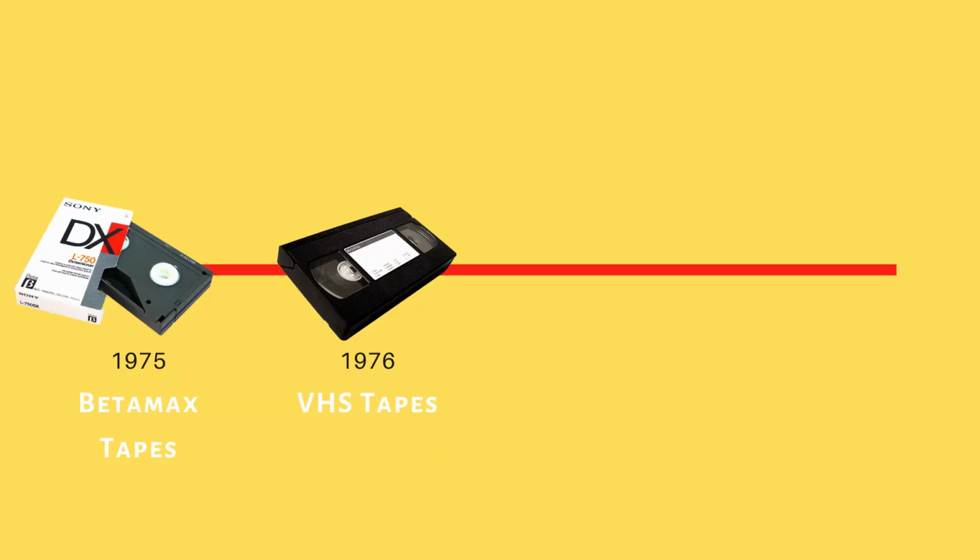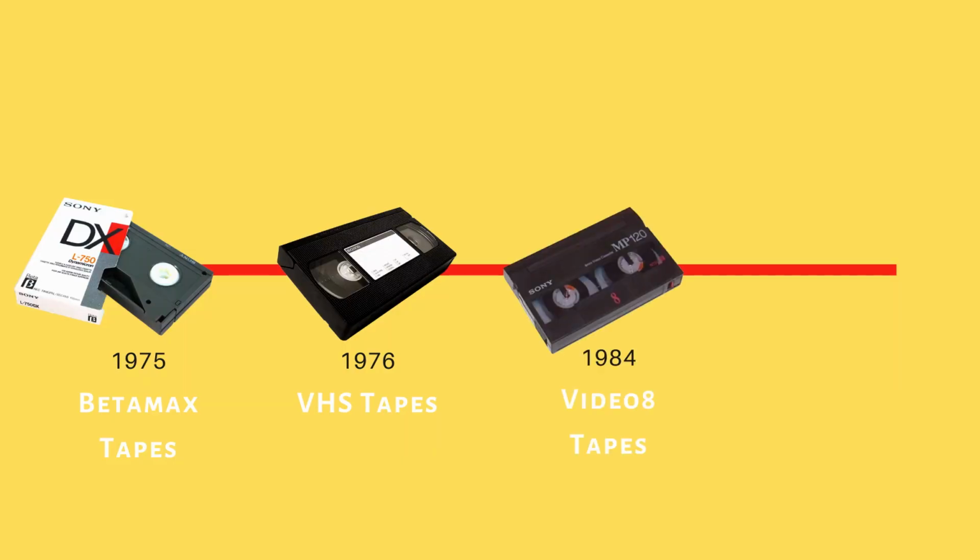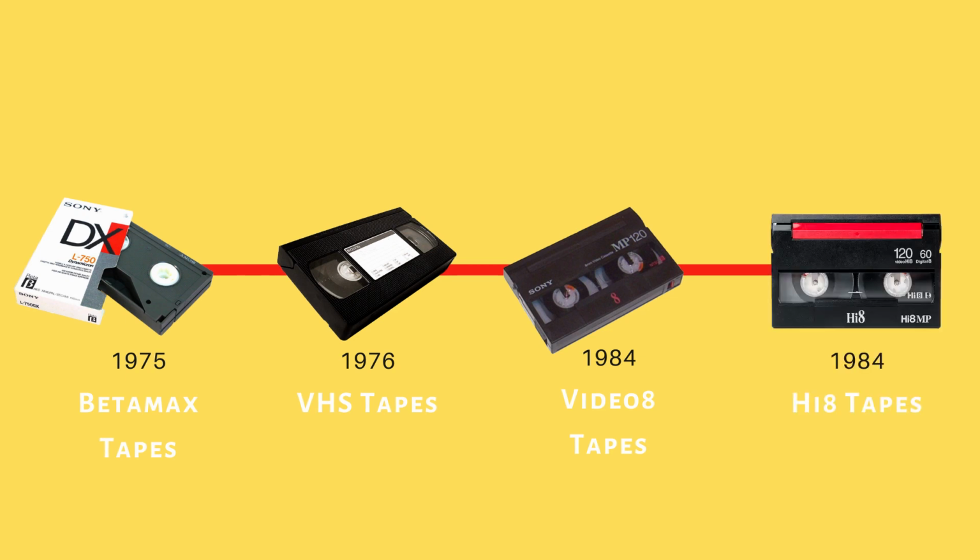I feel like at this point people got tired of listening to a bunch of stuff and they wanted to see stuff. So in 1975, Sony released Betamax, the first analog video format. Betamax was quickly overtaken by VHS tapes when they were released by JVC in 1976. Next, there were video 8 tapes, and finally high 8 tapes produced by Sony in 1984.